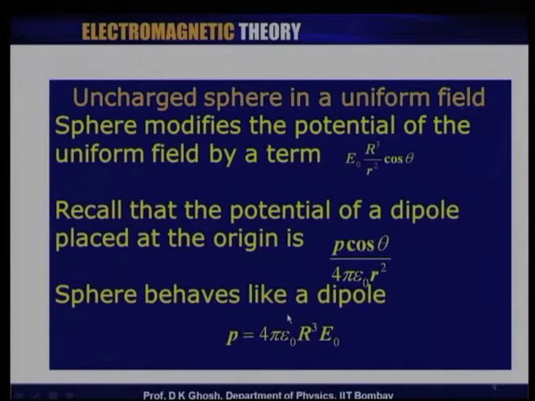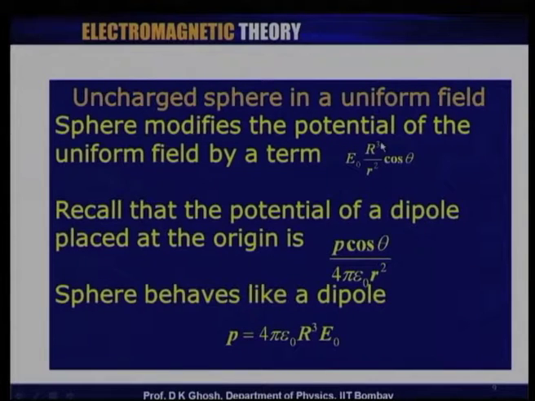So, notice what we did. We said that in the presence of the sphere, the potential due to a uniform electric field is modified by a term equal to E 0 R cube by r square times cos theta, a 1 over r square term.